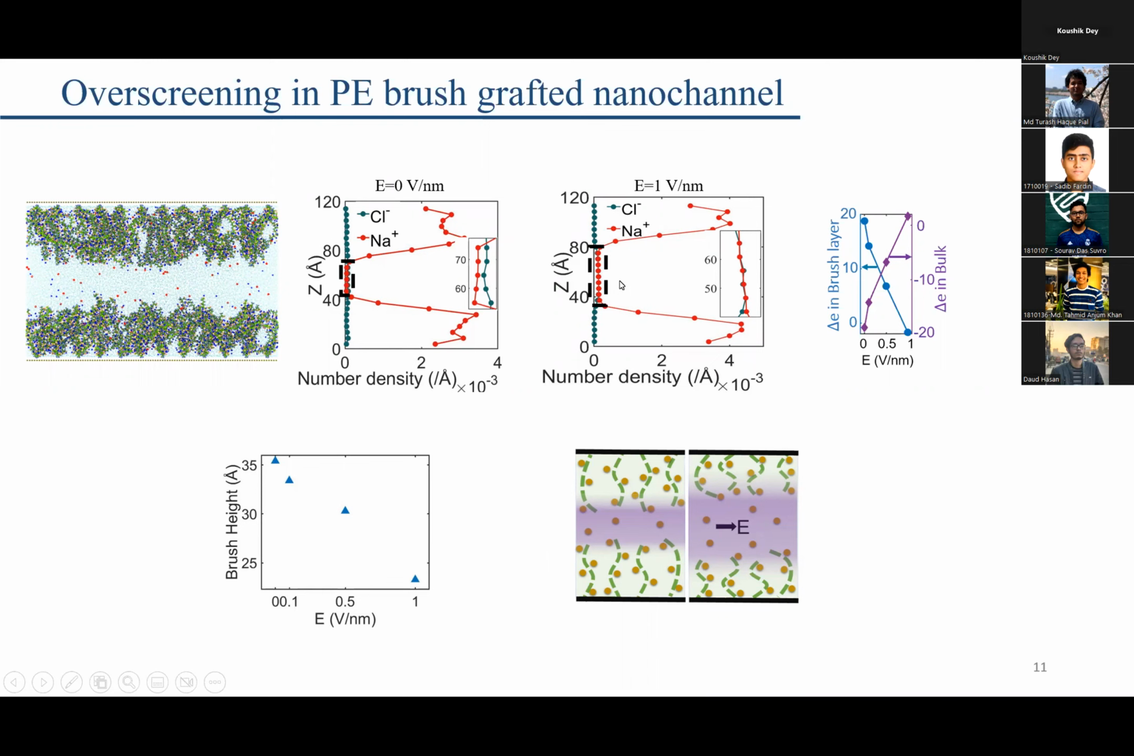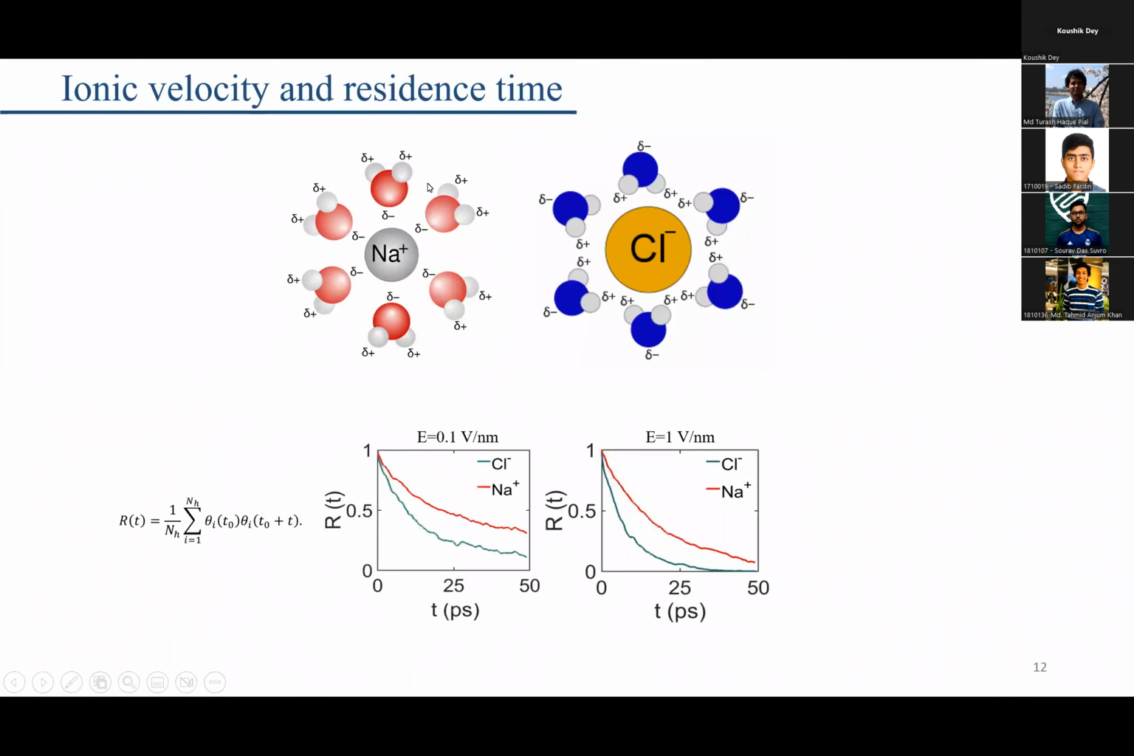So that explains why you are seeing the vanishing of overscreening when you apply an electric field. The question remains, why are you seeing a counterion dominated flow when you have an equal number of sodium and chlorine in the system? This is coming from the solvation behavior. If you have a sodium, you will have some water, as water oxygen is negatively charged. It will try to be attached to the sodium and they will form a solvation shell. Same thing with chlorine. Chlorine is negatively charged, so the partially positively charged hydrogens will try to be near the chlorine and they will form a solvation shell.